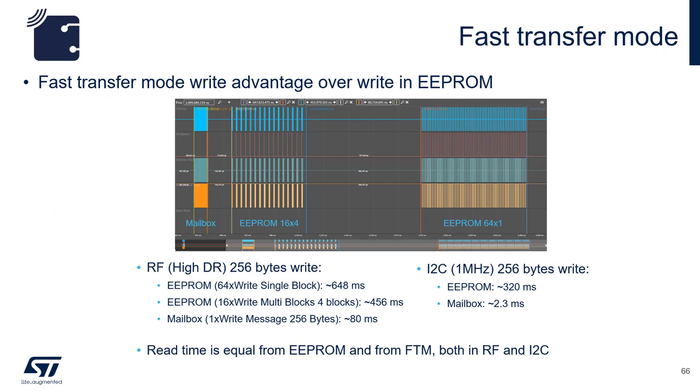Looking at this scope shot, you can see the advantage between writing to and from the fast transfer mode versus EEPROM. The write is most prominently visible because of the erasure time needed for EEPROM. The read is the same for EEPROM and the fast transfer mode buffer.